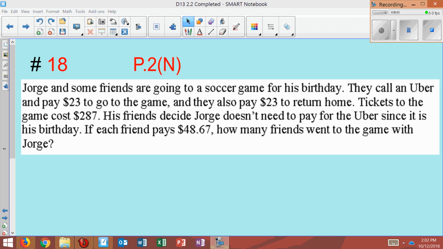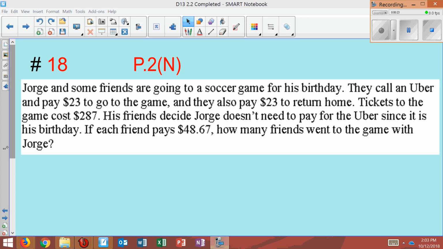George and some friends are going to a soccer game for his birthday. They call an Uber and pay $23 to go to the game, and they also pay $23 to return home. Tickets to the game cost $287. His friends decide George doesn't need to pay for the Uber since it is his birthday. If each friend pays $48.67, how many friends went to the game with George?